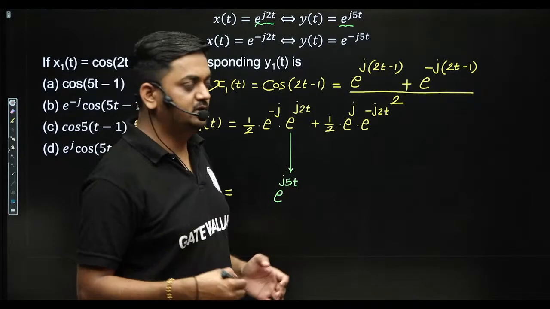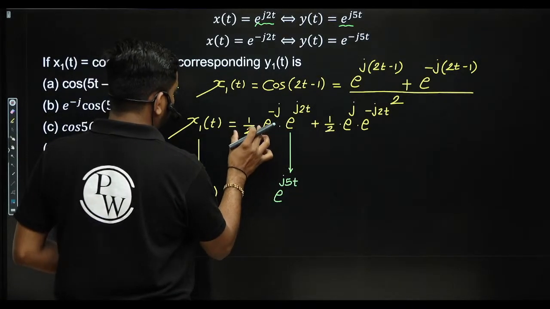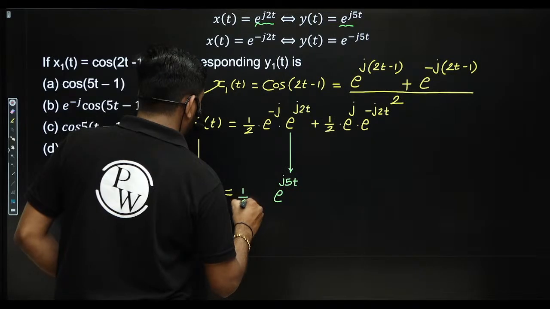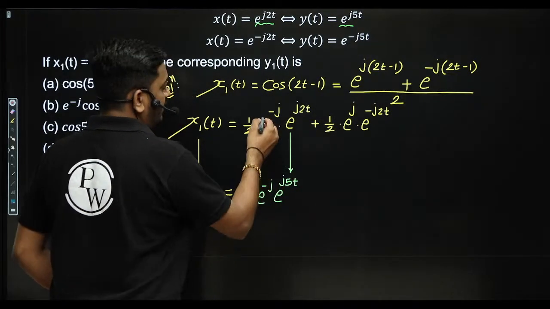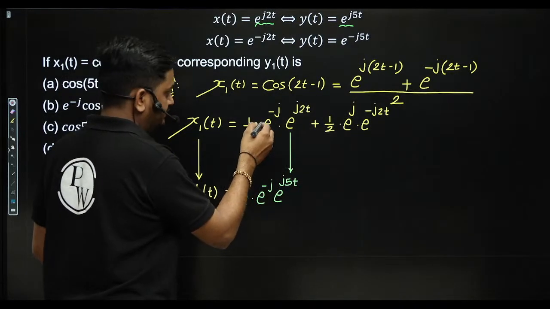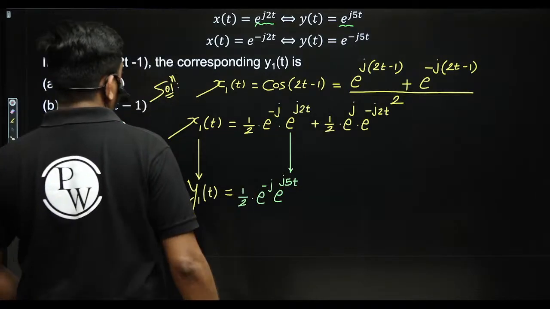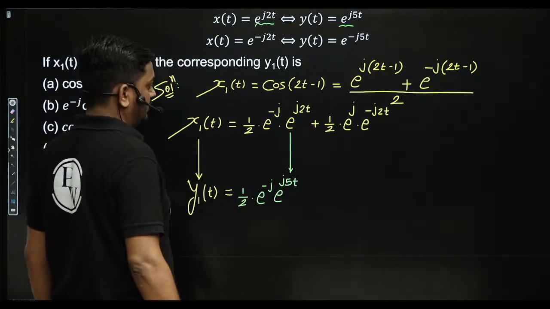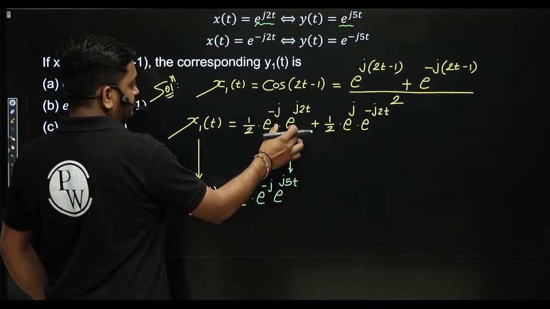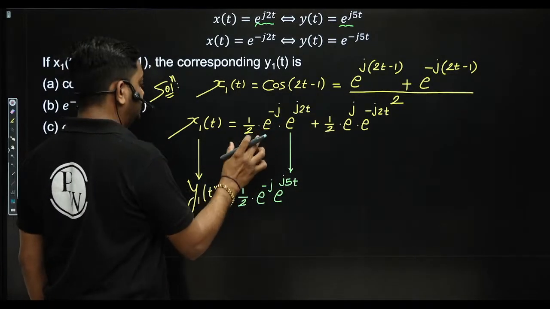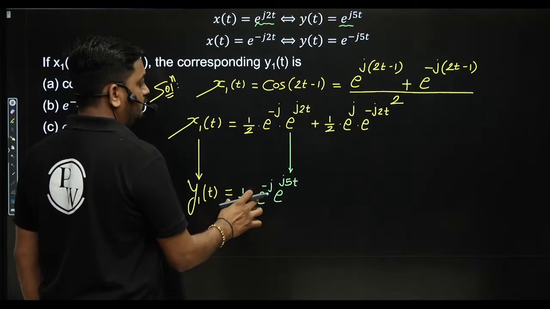Correct? The homogeneity theorem says that if this input is multiplied with any constant k, then the output is also multiplied with the same constant. E power minus j pi by 2 is cos 1 minus j sin 1, so it is a constant value. So 1 by 2 e power minus j is any constant value. If this input is multiplied with any constant value, and as this is a linear system, the output should be multiplied with the same constant.